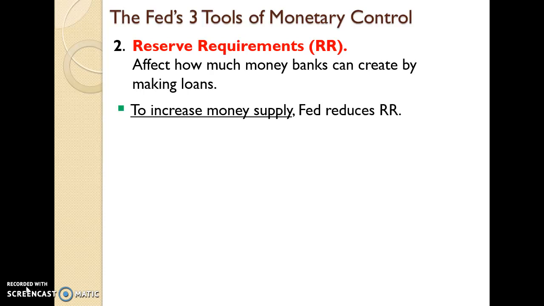If we want to increase the money supply, we would reduce the reserve requirement. So if banks had to have 10% on hand, if we reduce that to only 5%, then the 5% that they had on hand that they no longer have to have on hand, they can loan that out to consumers, which increases the money supply.